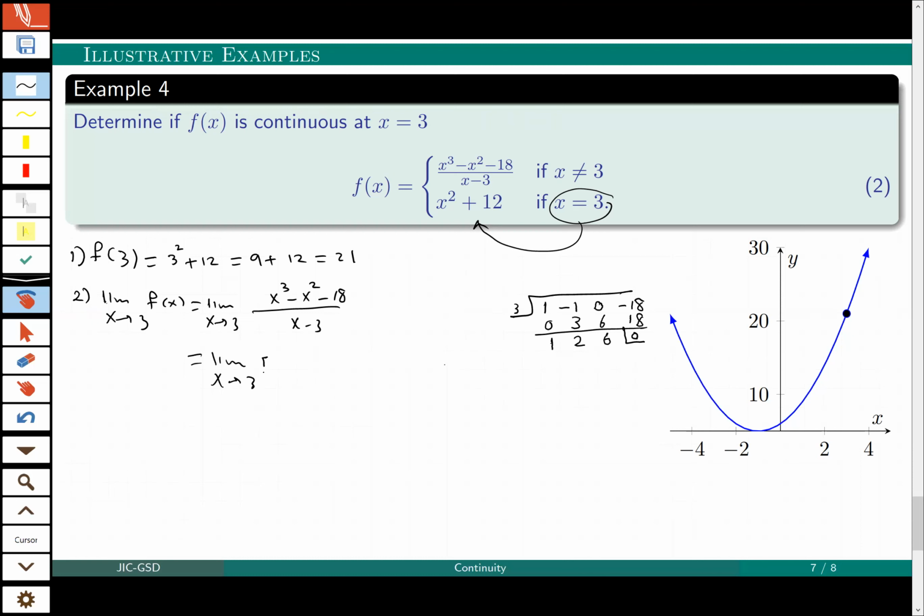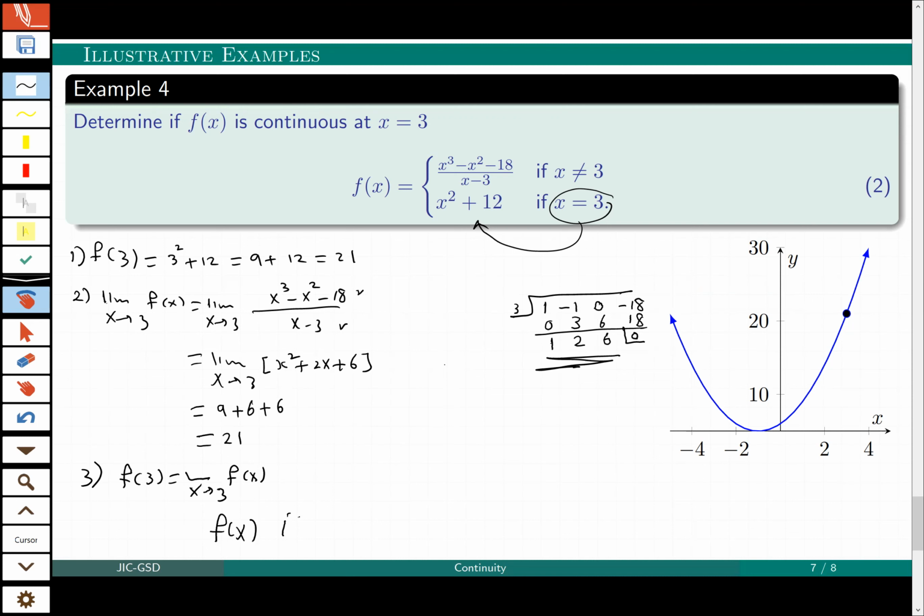So the result of the division, when you divide by the divisor, decreasing the power 1 degree, will be x squared plus 2x plus 6. Now, replacing x by 3, you will get 9 plus 6 plus 6, so that will be again 21. So the third condition, f at 3 is equal to the limit when x goes to 3 for the function. So we satisfy the 3 conditions. That's why we conclude f of x is continuous at x equal to 3.